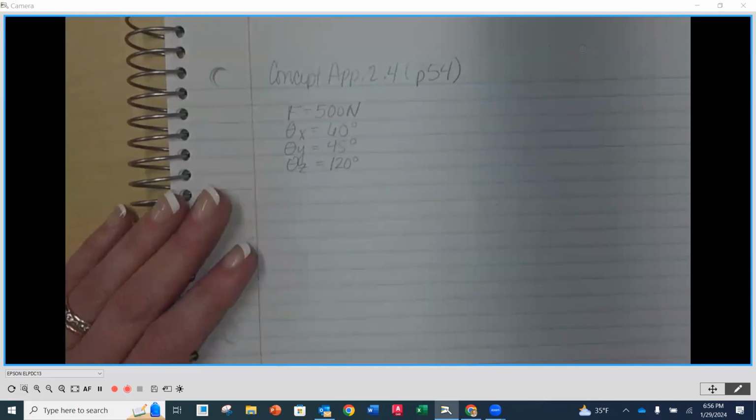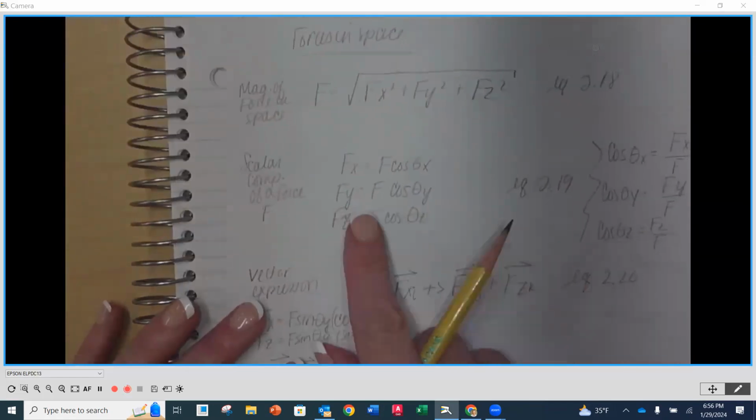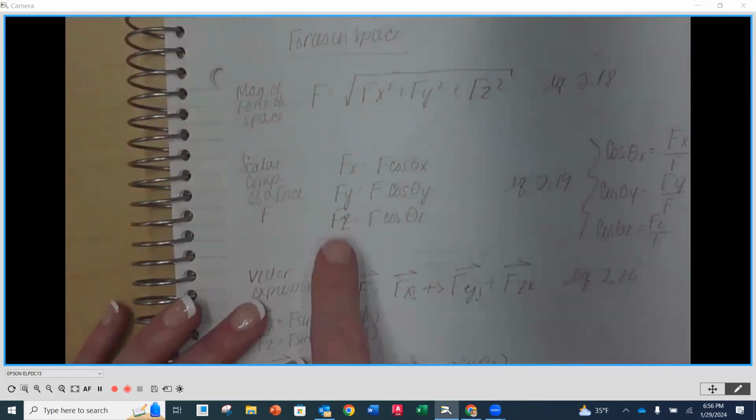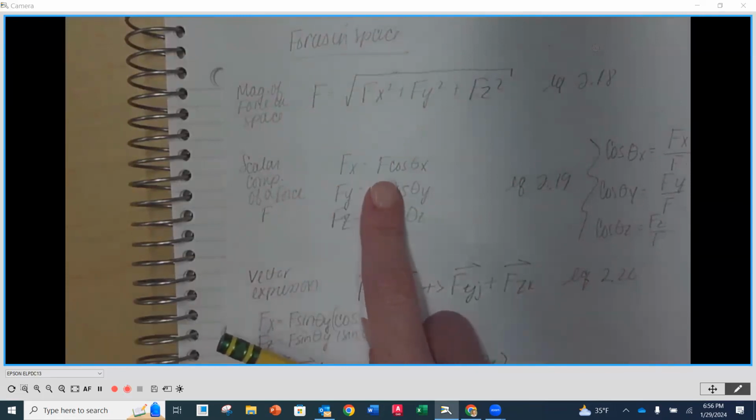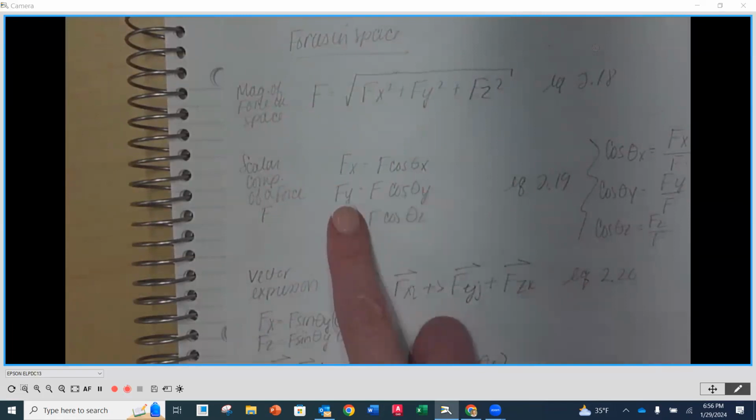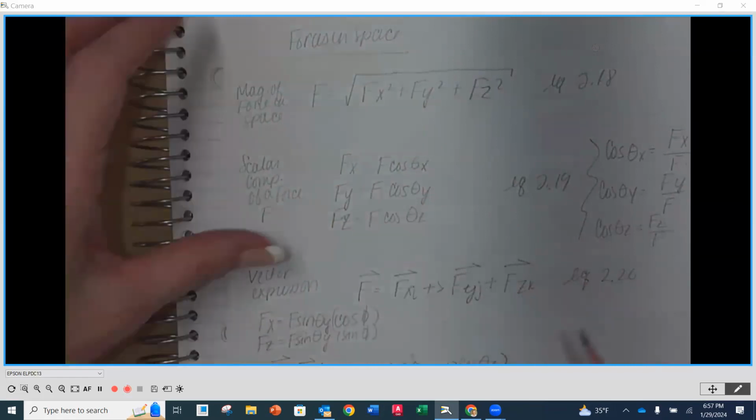So now we want to find the X, Y, and Z components. If we go back to our equation sheet, we are simply going to use these equations right here. Our Fx is going to be equal to F times the cosine of the corresponding angle, theta X. Fy is going to be F times the cosine of theta Y. And then Fz is going to be equal to the cosine of theta Z times the F as well.